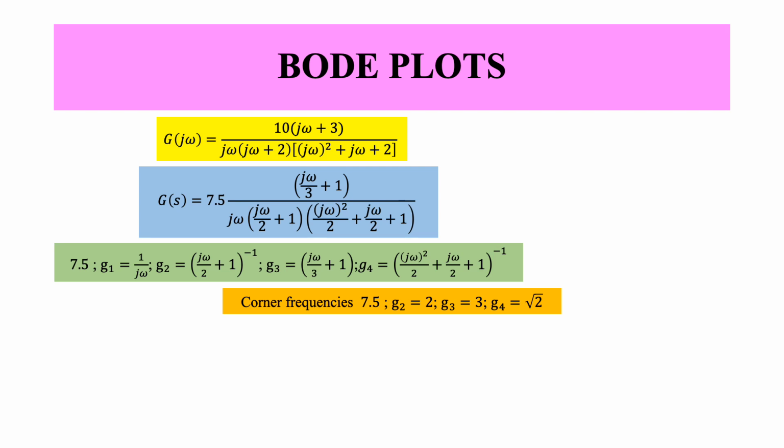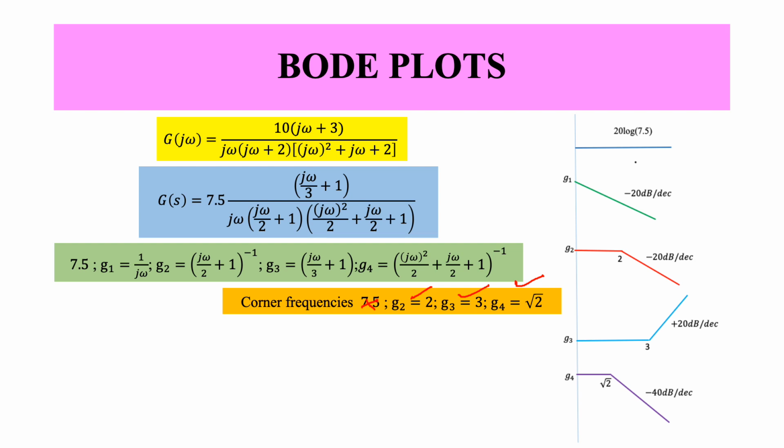Okay, so let's identify what the corner frequencies are. So there is no corner frequency for the constant term and the pole at origin. Then I have a corner frequency for G2 as 2, for G3 it's 3, and for G4 it's root 2. So let's try to plot this individually, right?